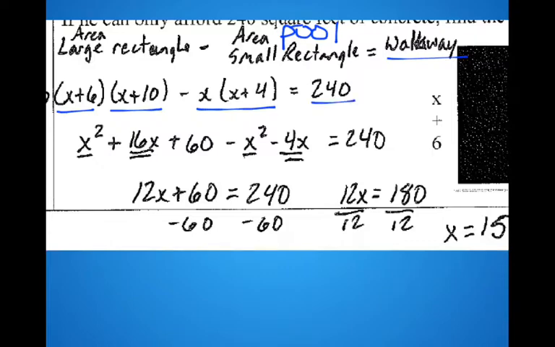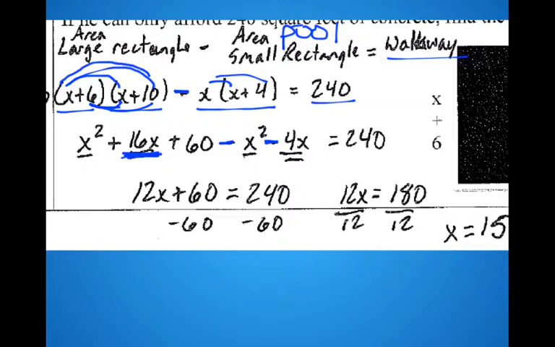So we multiply these two together. This is just FOIL, so x squared plus 10x plus 6x plus 60. This 16x is a combination of already adding the 10x and the 6x. That's where we're getting the 16x. And then these two multiply together, so there's a minus sign right there. So it's minus x squared, and then it's going to be a minus 4x. So two minus signs, and then equals 240.